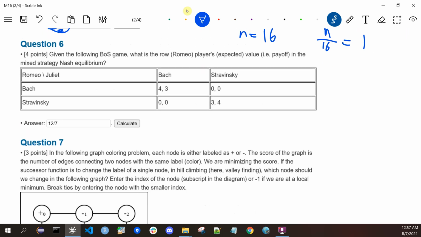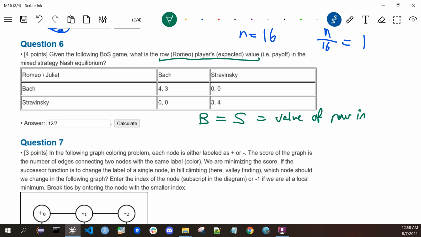Okay, so the next one, the battle of the sexes game. The difference between this and the same question from M15 is here we're asking about the role player's expected value. So what I'm going to do is just set the value from the role player Romeo playing B equal to the role player playing S. And both of them in equilibrium should be the value of the role player in a Nash equilibrium.